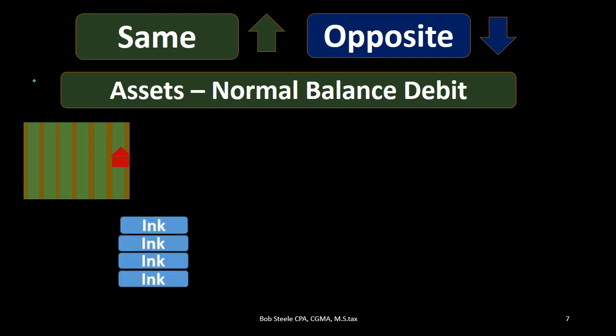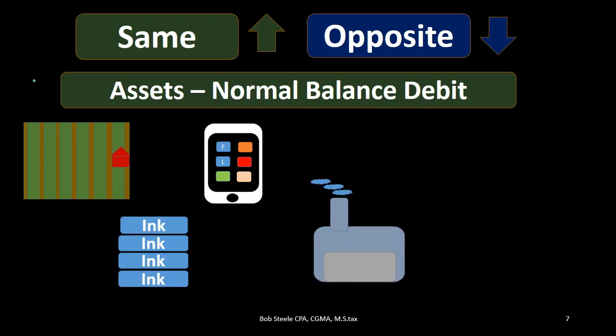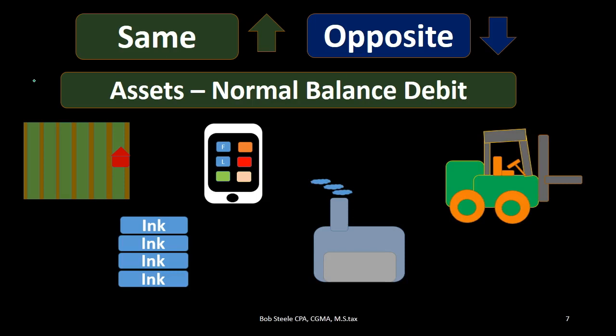So we have land, we have supplies, we have computers. Not the expense of the use of the computer or the phone, but the computer or phone themselves, the building, and equipment such as a forklift, all types of things that will be assets, all having normal debit balances, and therefore acting the same in that when we apply the rule to the normal balance, that means that debits will increase assets and credits will decrease assets.